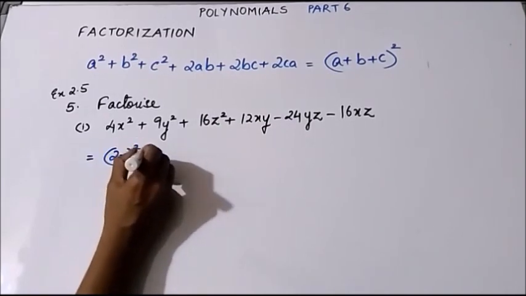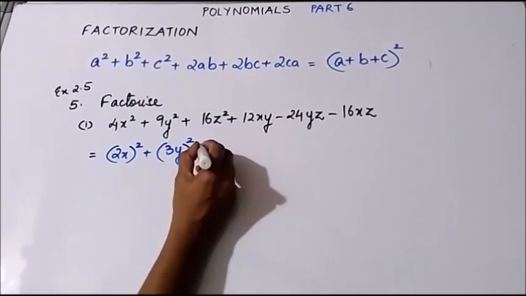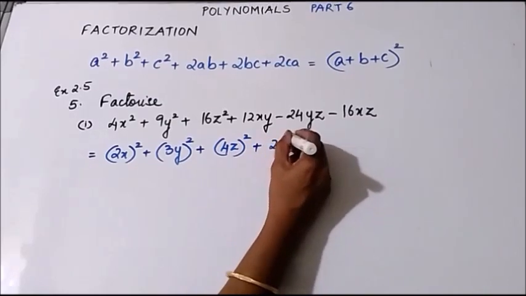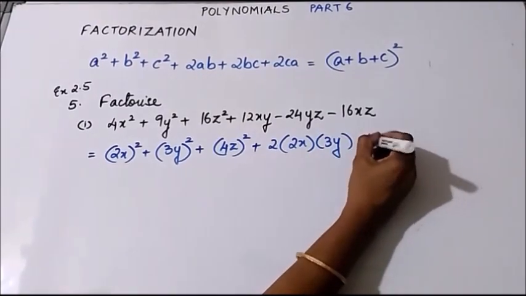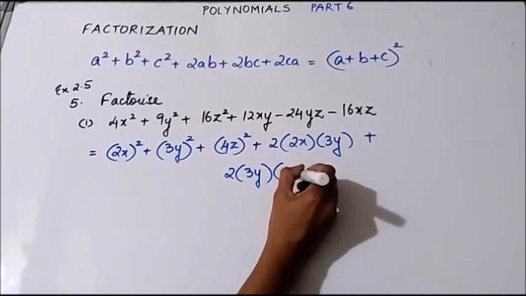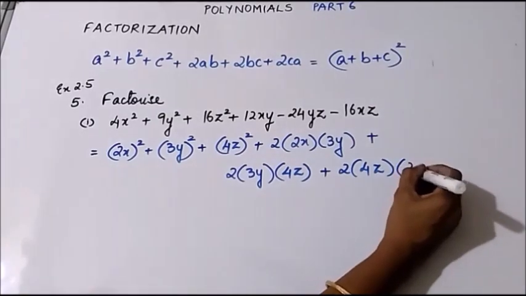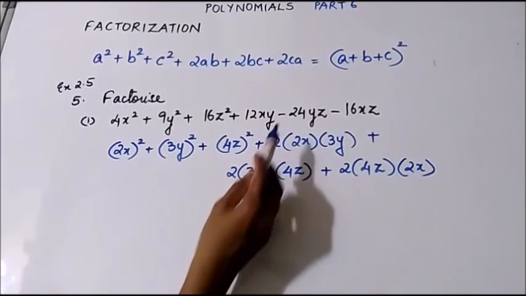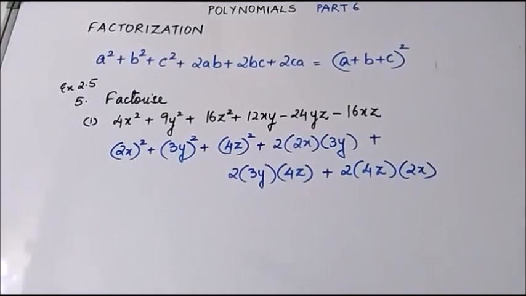2x the whole square plus 3y the whole square plus 4z the whole square plus 2 into 2x into 3y plus 2 into 3y into 4z plus 2 into 4z into 2x. Now is this both equal? No, it is not equal. Why? Because there is a minus sign here and here we don't have a minus sign. So we'll find out where to put the minus sign.